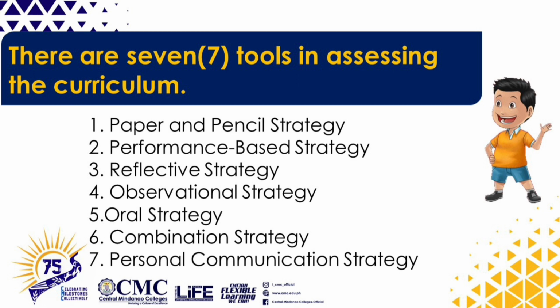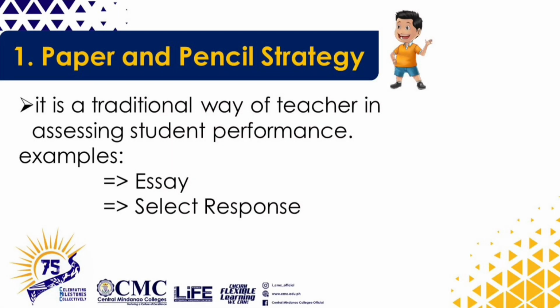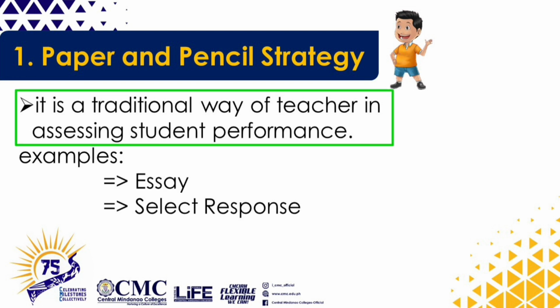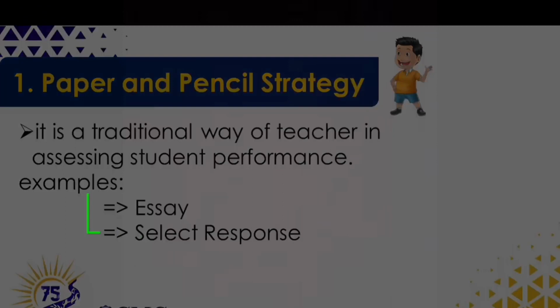Assessment strategies are used by the teacher to assess students' performance, and there are 7 tools in assessing the curriculum. And these are the paper and pencil strategy, performance-based strategy, reflective strategy, observational strategy, oral strategy, combination strategy, and personal communication strategy. Paper and pencil strategy is a traditional way of the teacher assessing students' performance. The examples are essay and select response.